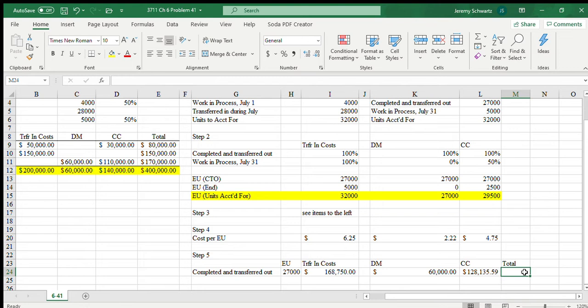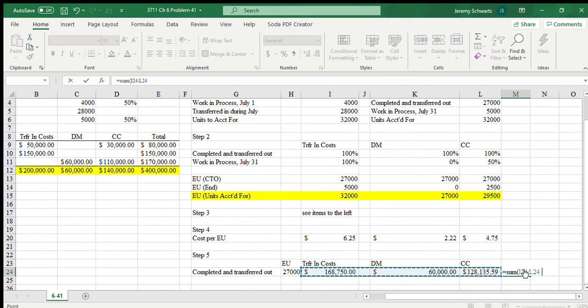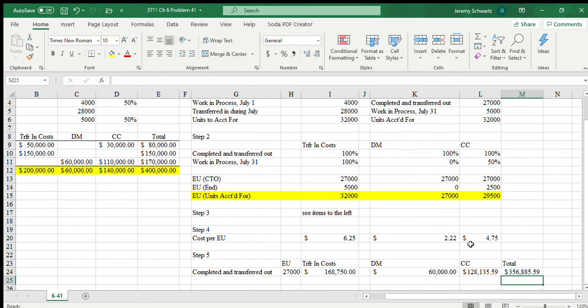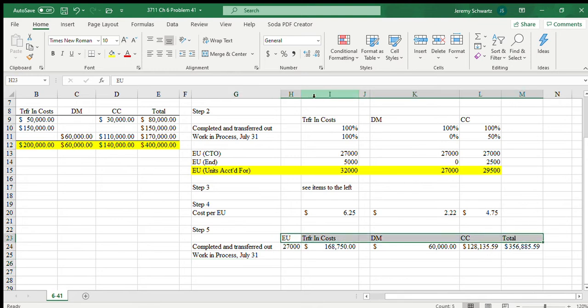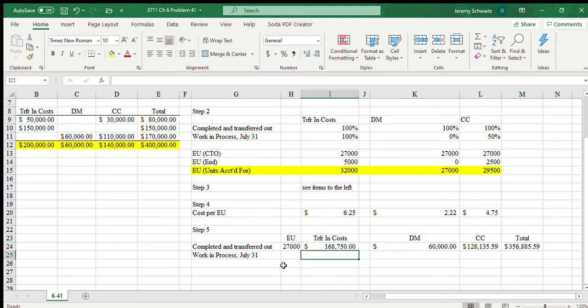So that when we total these going across, and be sure that you're adding just the dollar amounts and not the equivalent units as well, we'd see of the 400,000, we have 356,885.59 going to units that were completed and transferred out. And then for our work in process ending, well, then we would need to have separate amounts for our transferred in costs as well as direct materials and conversion costs.